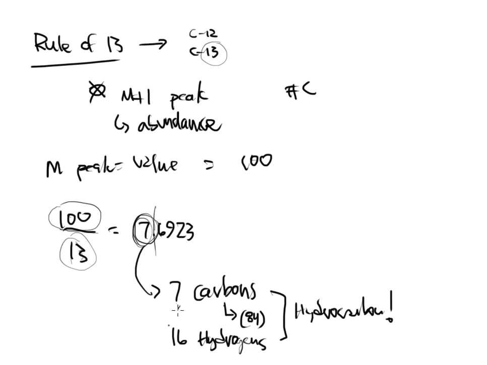Then you go back and you do 7 times 12, which is the normal weight of carbon at that point. That gives us 84. Subtract that from the weight that they're giving you on the spectrum. That's 16, which will give you the number of hydrogens that's in existence.